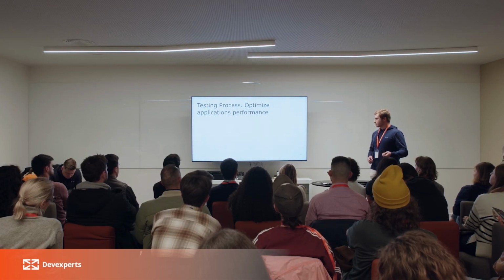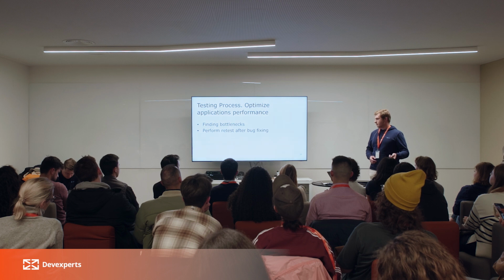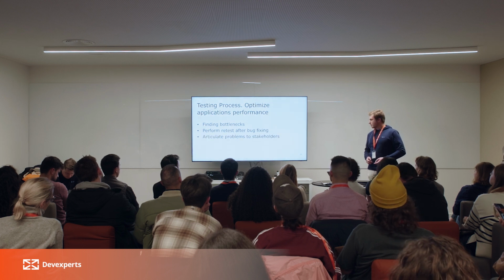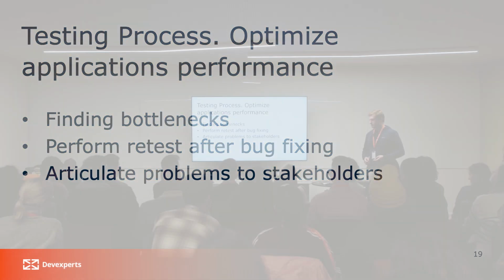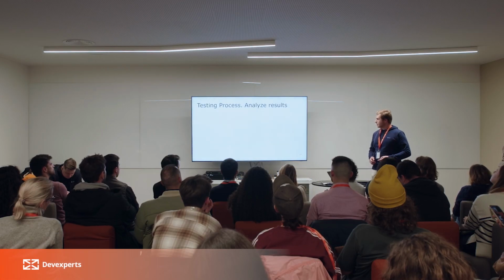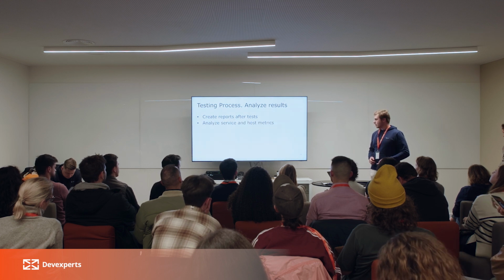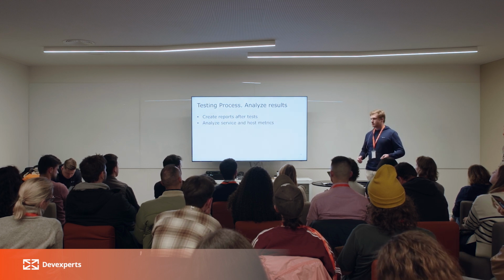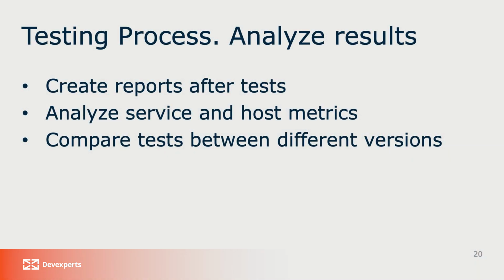For optimizing application performance, we find bottlenecks in our applications. We perform retest after bug fixing, and articulate problems with stakeholders and developers. And for analyzing results, we create a report after each test. We analyze service and host metrics, and compare tests between different versions.